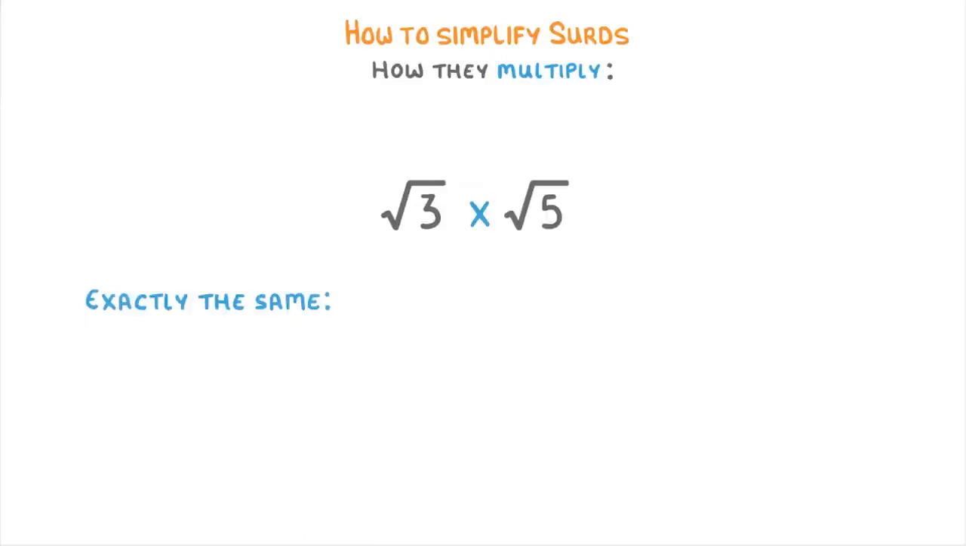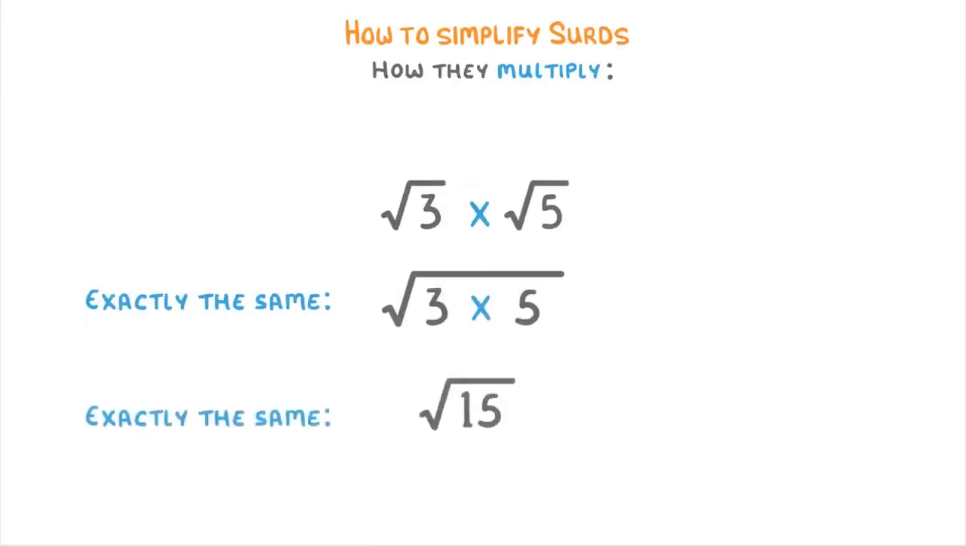The other thing that you need to know before you can simplify surds is how they multiply. If we took the square root of 3 and multiplied it by the square root of 5, then that's exactly the same thing as the square root of 3 times 5, or the square root of 15. This means that we can also go the opposite way and divide one surd into 2.